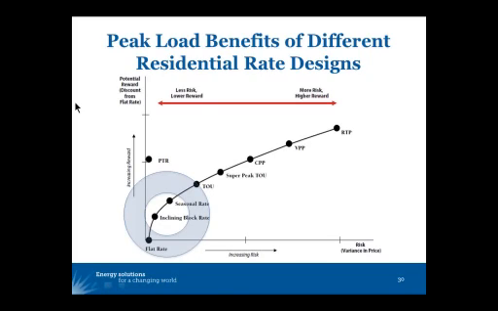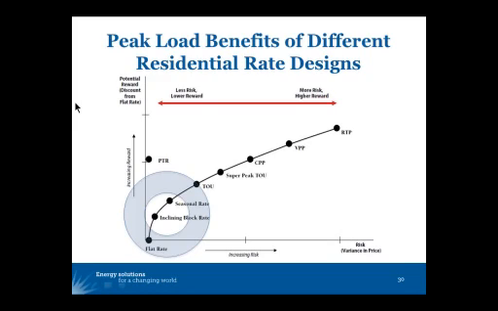Here I'm just comparing a time of use rate to an inclining block rate. On the left, a time of use rate with an 8-cent off-peak rate and a 15-cent on-peak rate. And on the right, an inclining block rate with an 8-cent first block and a 15-cent second block.